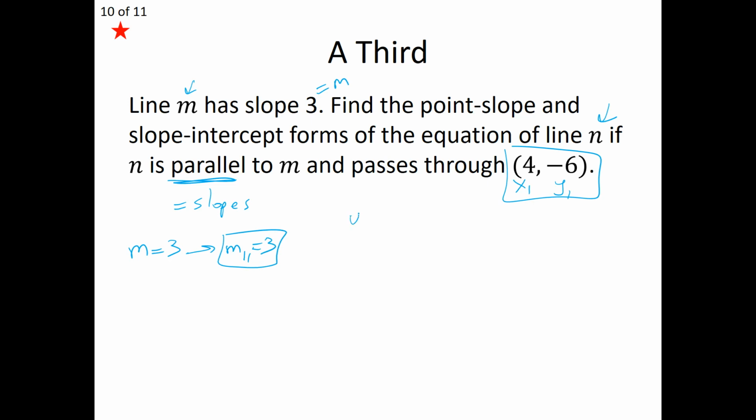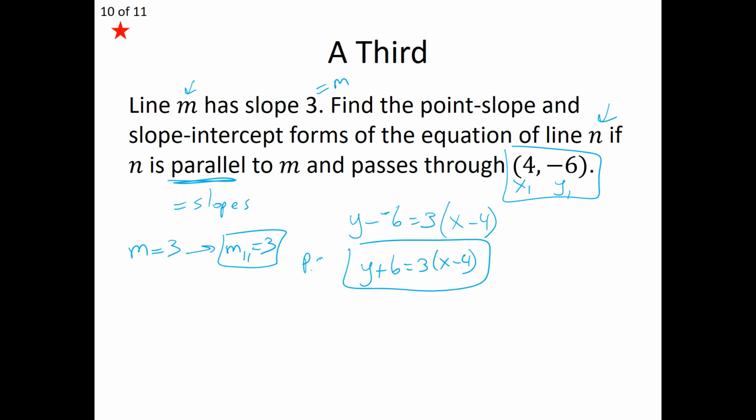So the point slope form: y minus y sub 1, which is our y minus negative 6, equals m, which we just discovered is our 3 value, times x minus x sub 1. If we clean this up a little bit, that first y minus negative 6 is really y plus 6. That is equal to 3 times x minus 4. That is our point slope form.